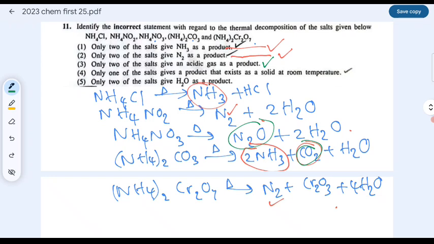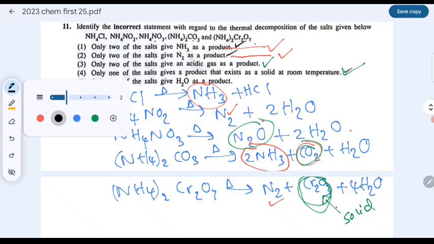Next, only 1 of the salts gives a product that exists as a solid at room temperature. Now what is the product which exists as a solid at room temperature? Here we can't see any solids at room temperature in these reactions, right? We can't see. Yeah, here this is the solid product, Cr2O3. So only 1 of the salts gives a solid at room temperature. That is correct, right?